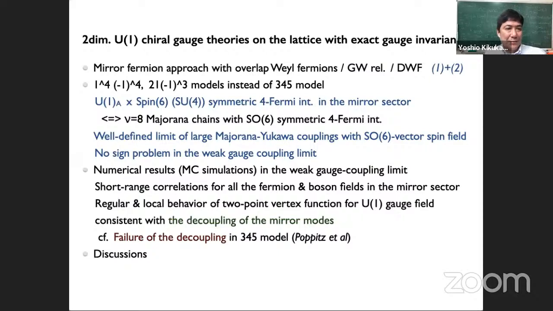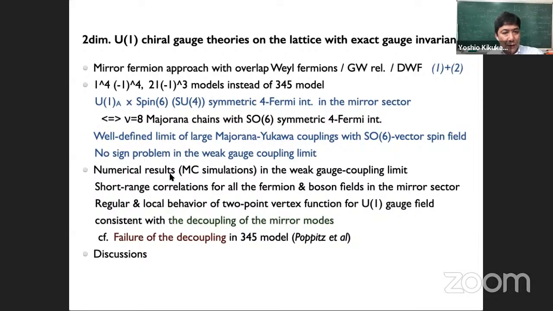I discussed the two-dimensional U(1) chiral gauge theory on the lattice with exact gauge invariance, formulated in the mirror fermion approach with overlap fermions. This model satisfies the combination of 1 + 2 mentioned by John Preskill in his write-up. I consider this kind of model instead of 3, 4, 5. This is closely related to the Majorana-Yukawa chain for μ = 8, which can be completely gapped. We defined this model such that large Majorana-Yukawa coupling is well defined, and in this limit no sign problem appears.